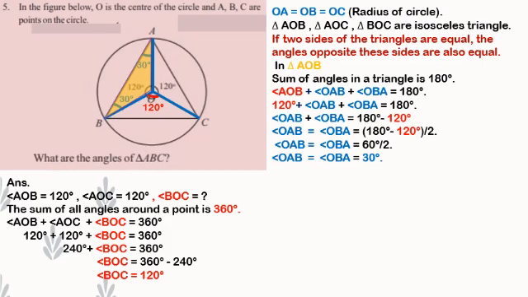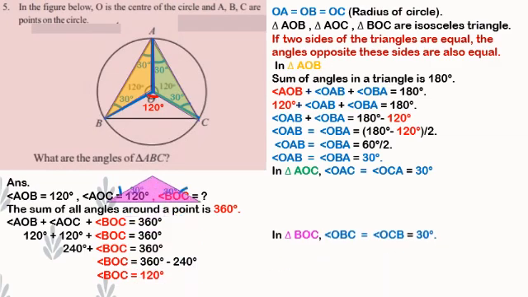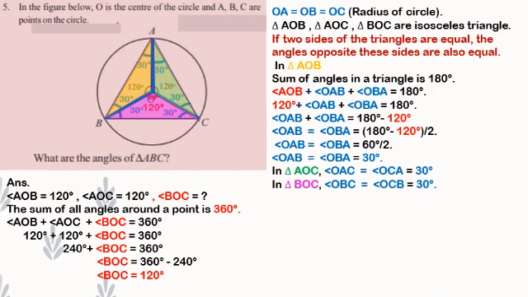The other two triangles are also the same. So we can say in triangle AOC, angle OAC equals angle OCA equals 30 degrees. In triangle BOC, angle OBC equals angle OCB equals 30 degrees. So each of these triangles has angles 120 degrees, 30 degrees and 30 degrees.